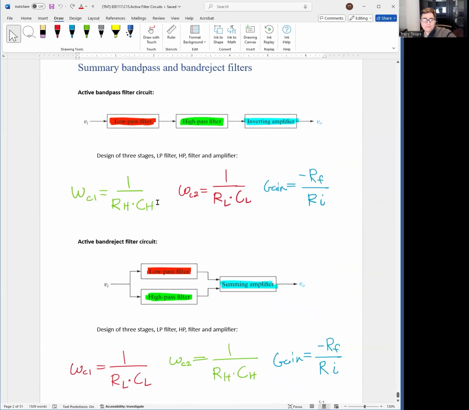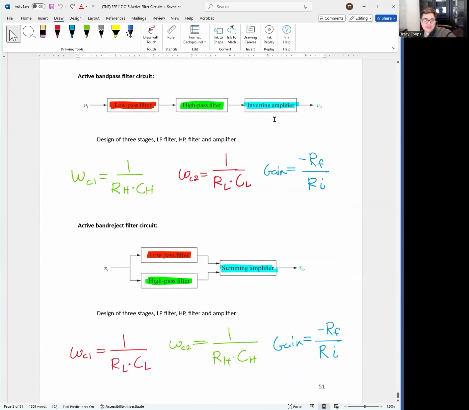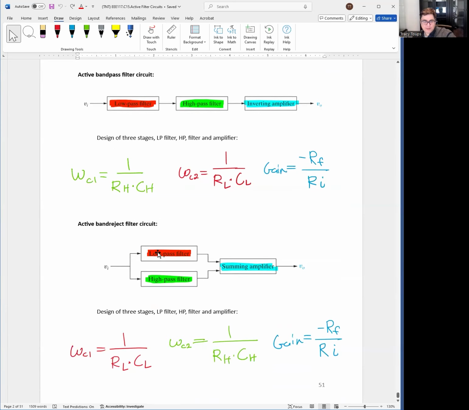So to summarize everything, for active band pass filters, it's 3 stages: low pass stage in series with a high pass stage in series with an inverting amplifier. Okay. Band reject filter is the low pass filter stage and the high pass filter stage in parallel, which then gets summed into an amplifier at the end. So it's obviously different topologies here. Okay, the big thing to look at is for that band pass filter, the lower cutoff frequency, omega C1, is based on the high pass filter. Okay, the upper cutoff frequency, omega C2, is based on the low pass filter. So they're kind of opposite of what you would think. Then the gain is equal to negative RF over R.